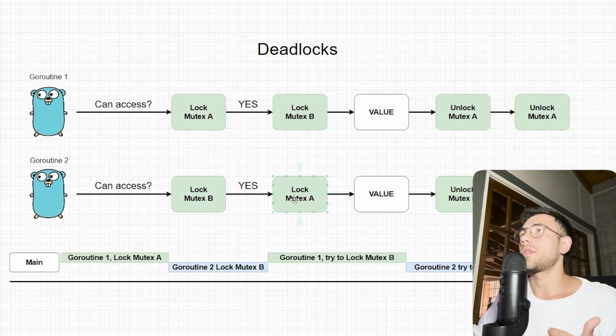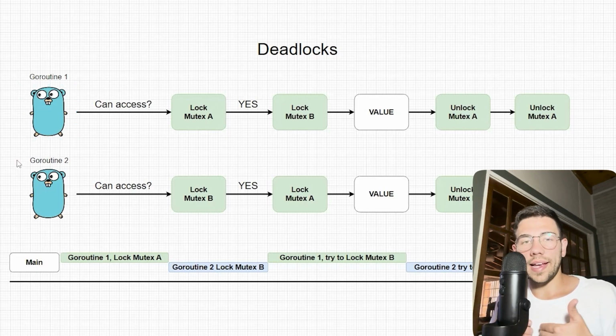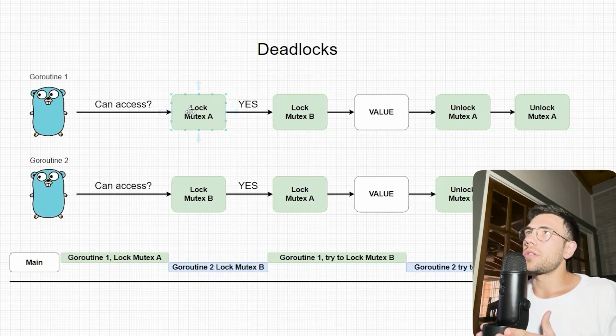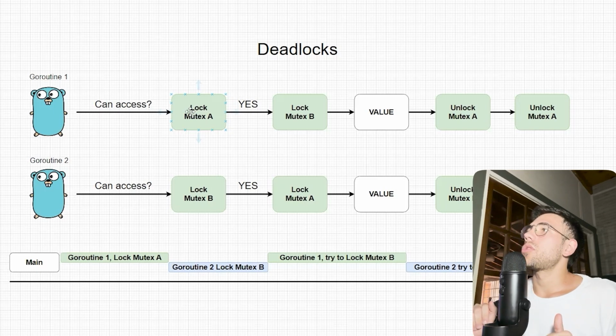If we use mutex A first here, goroutine number 1 can execute completely, and then goroutine number 2 will execute completely as well. But because we use this particular order of locking the mutex, we are producing a deadlock. So now we will see this example in code.